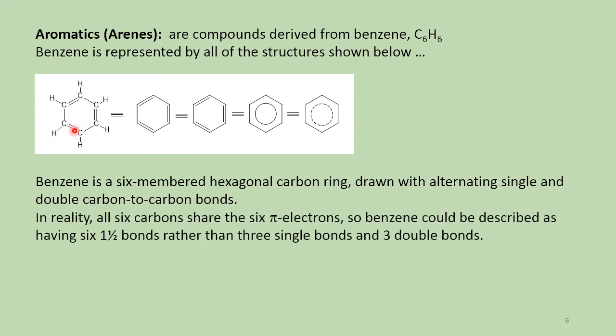Now in reality, all 6 carbons share the 6 pi electrons. There are 3 pi bonds, 2 pi electrons per bond, total of 6 pi electrons. But they are not localized as the structure would indicate. Rather than having 3 single bonds and 3 double bonds, benzene actually has 6 bonds, which might be described as being 1.5 bonds. And these two illustrations on the right serve to show this, that the 6 pi electrons are shared equally among the 6 carbons.